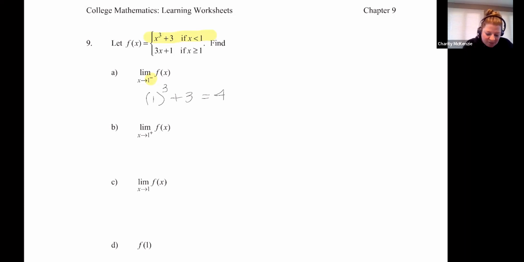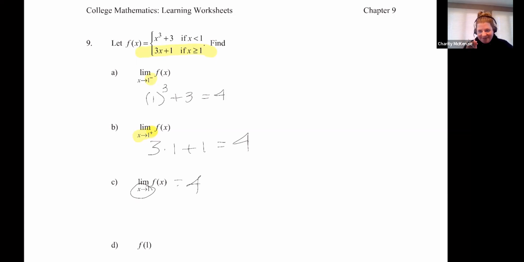Okay, now let's look at this one, which is saying now I want to approach from the other side. So it's coming in from the right side. That one is going to require us to use the bottom function here. So I would then have 3 times 1 plus 1. 3 times 1 is 3, plus 1 is 4. Oh, so both sides are approaching 4. So what is the full limit as you approach 1? It's 4.